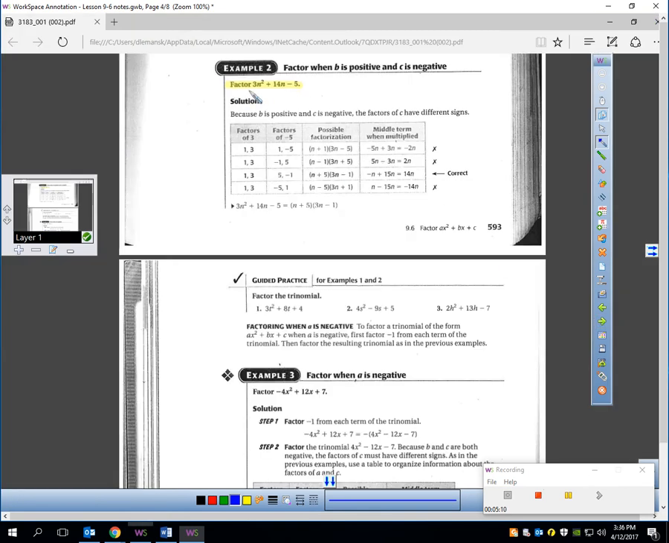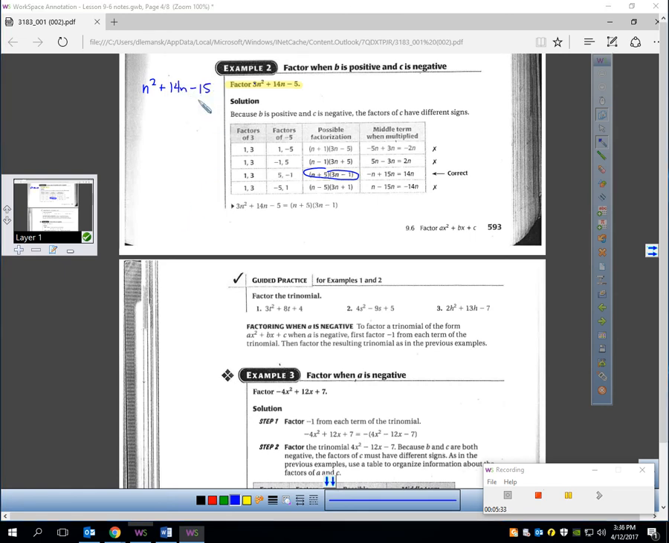Let's factor this. Now you can see in the book the answer's here. Okay? Let's work it out with the Brooklyn method. So the first thing I would do is, do I have any common factors? And I always want to check that. No, I don't. Okay, take A times C. 3 times negative 5 is negative 15. So n squared plus 14n minus 15.